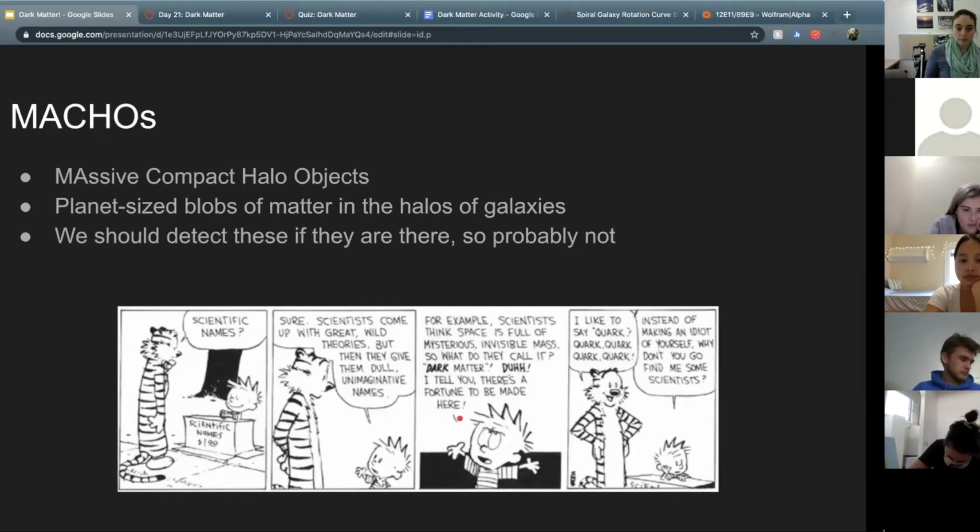And I just had to throw in Calvin and Hobbes because Calvin and Hobbes is great. And also astronomers are absolutely the worst at naming things. MACHOs is just one example of that.